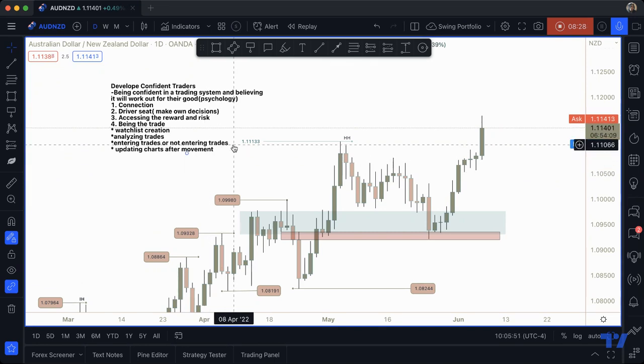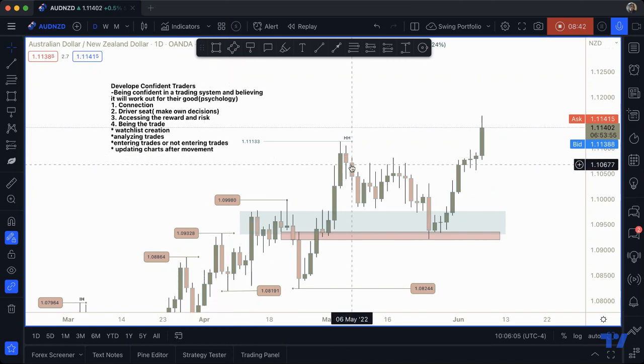And as the market moves, and I'm watching it too, my thought is, did he enter the trade or did he not enter the trade? Why did he enter? Why did he not enter? And then we go from there. And then we tweak along those lines, and then we update charts after the movement.